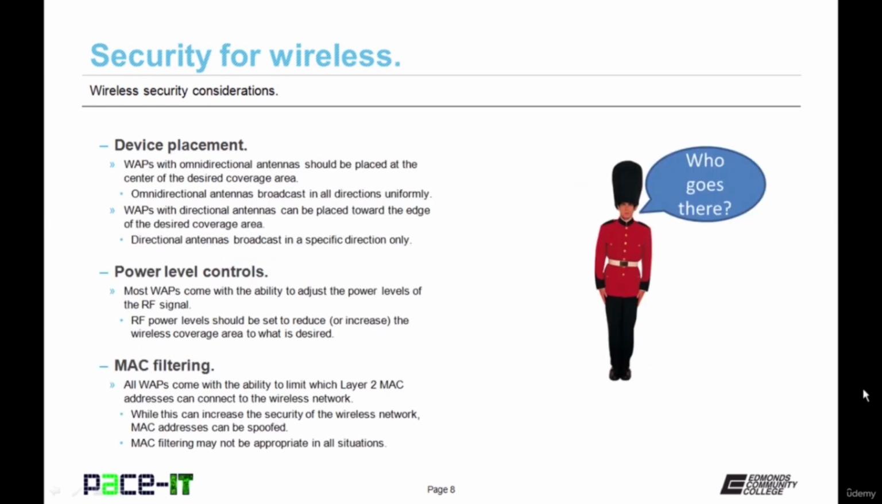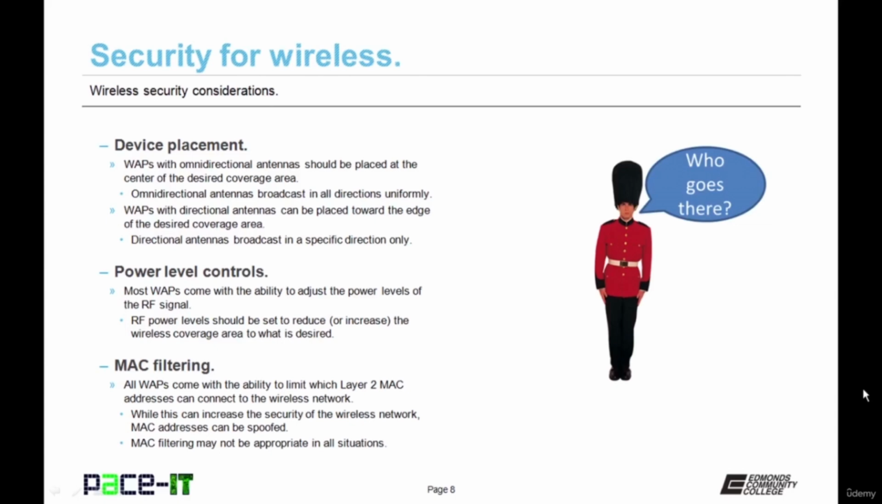Then there's device placement. Wireless access points with omnidirectional antennas should be placed in the center of the desired coverage area. Omnidirectional antennas broadcast in all directions uniformly. So if you place it on the edge of where you want network coverage to occur, you're going to be placing your wireless signal where it shouldn't belong. Wireless access points with directional antennas can be placed toward the edge of the desired coverage area. Directional antennas broadcast in a specific direction only.